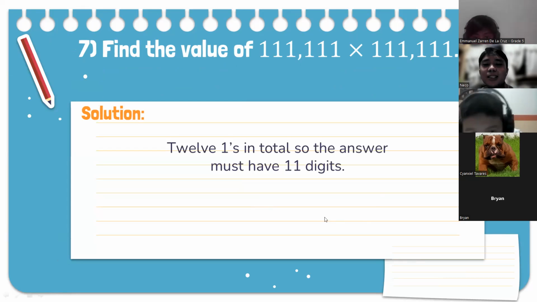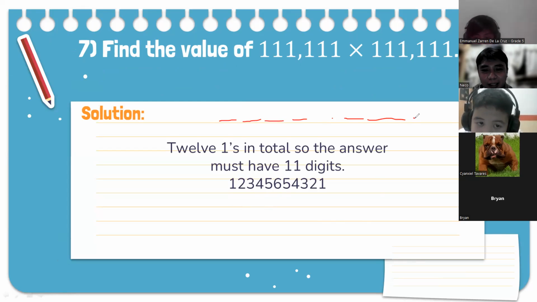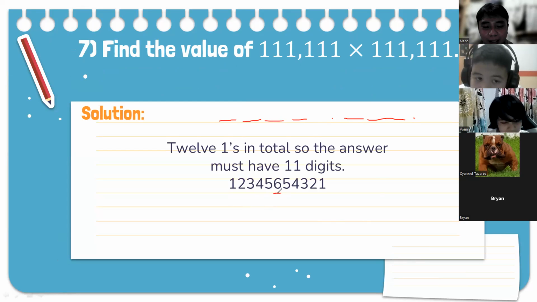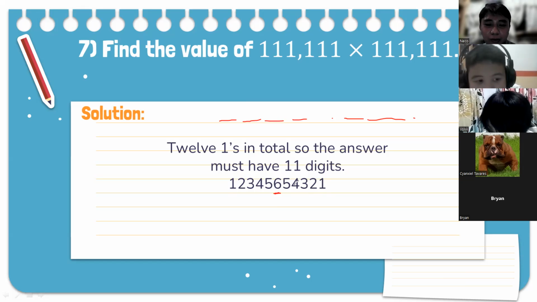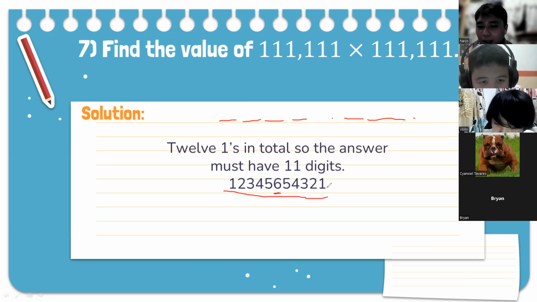So you can just underline 11 of them. Then find the middle one, 6, right? You stop there. You will go upwards 1, 2, 3, 4, 5, 6. And from there the numbers will be decreasing again: 5, 4, 3, 2, 1. That's it. As you can see, you have 11 digits in total.